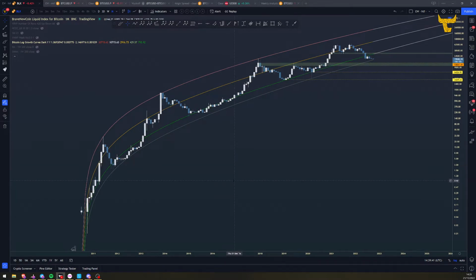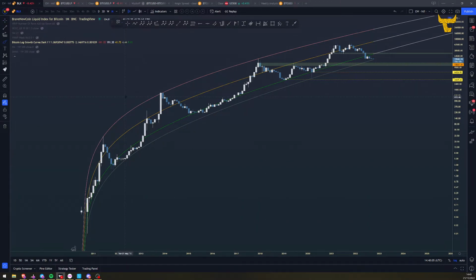Today I want to take a bit of a step back in Bitcoin and look at the high time frame again. There are many indicators that we will cross over and see what we can take out of it.